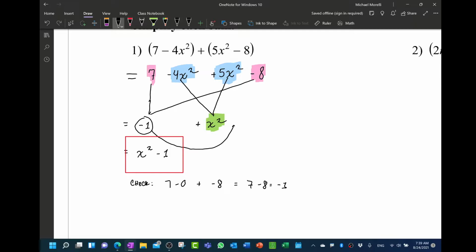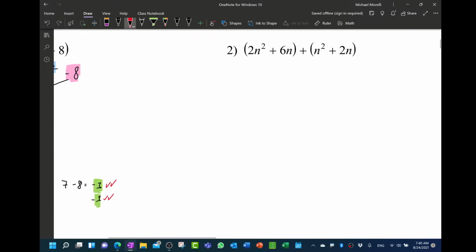Now we're going to do the same thing here. So now we're going to plug in for x squared minus 1 a 0, where the x is. So that's 0. 0 squared is 0. So we say, 0 squared minus 1 equals minus 1. And so what we're looking for here is that these two numbers match. And because they match, we know that we were right, that our simplified answer is correct. So that's how you check your work when you're simplifying polynomials.